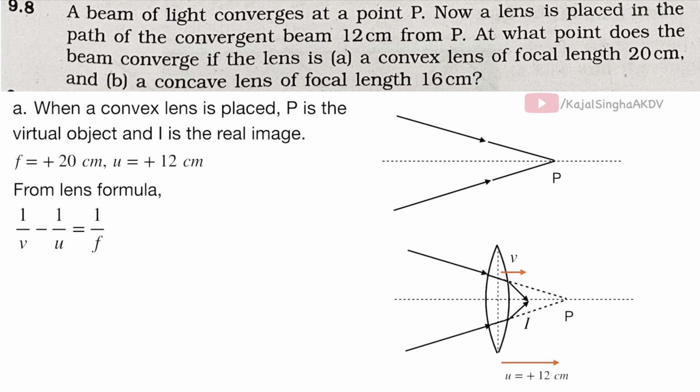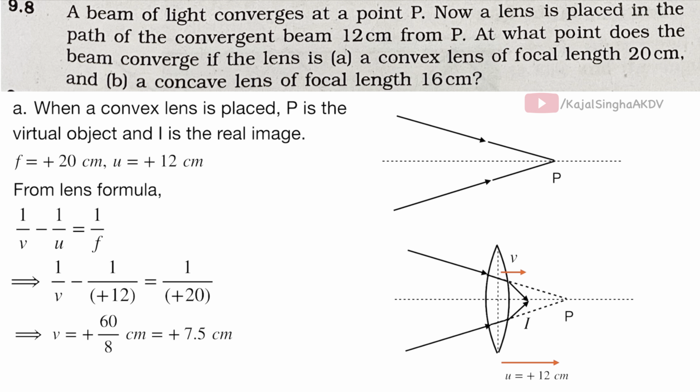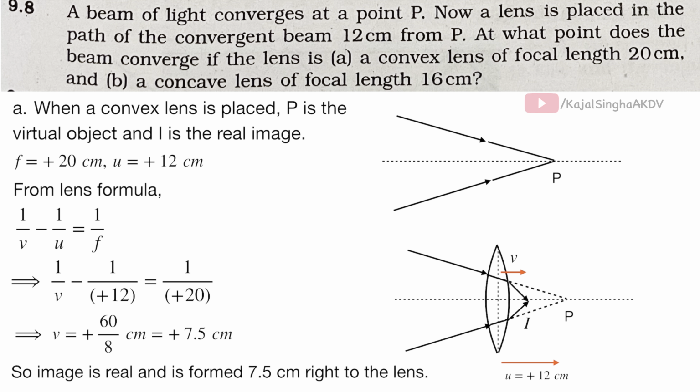From lens formula 1 by v minus 1 by u equals 1 by f, we get 1 by v minus 1 by plus 12 equals to 1 by plus 20, and after calculation we get v equals to plus 60 by 8 or plus 7.5 centimeter. So image is real and is formed 7.5 centimeter right to the lens.